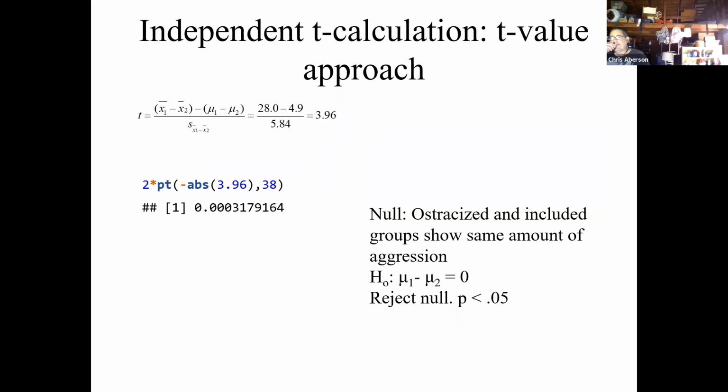We could also do this with a t-value. Here, it's just the difference between the means minus the hypothesized difference. It's not written in there, but that hypothesized difference is always 0. We divide that by the standard error of the differences. We get a value of almost 4. And you can use this little piece of code to get the probability there, 0.003. That's well below our threshold of 0.05. So we would reject the null hypothesis in that case.